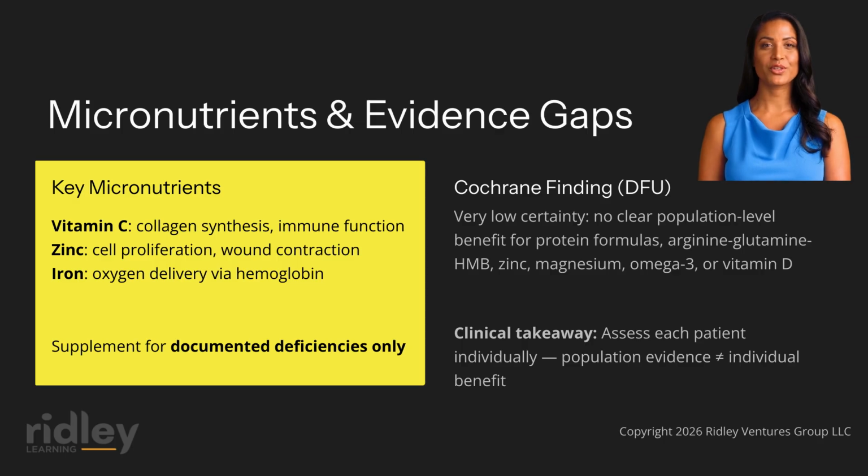A Cochrane review of nutritional interventions for diabetic foot ulcers found very low certainty evidence, with no clear benefit demonstrated for protein-enriched formulas, arginine, glutamine, HMB combinations, zinc, magnesium, omega-3 fatty acids, or vitamin D when assessed across the general diabetic foot ulcer population. This finding highlights a key distinction between population-level evidence and individualized clinical benefit. Nutritional assessment and targeted intervention for patients with documented deficiencies remains supported by the evidence, even as universal supplementation strategies lack strong support.